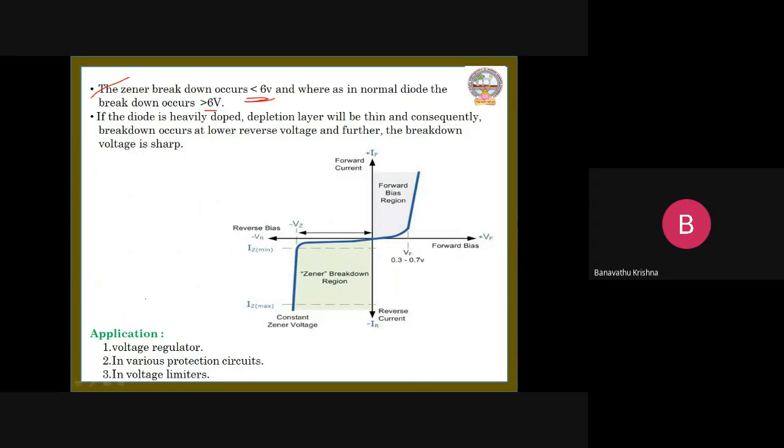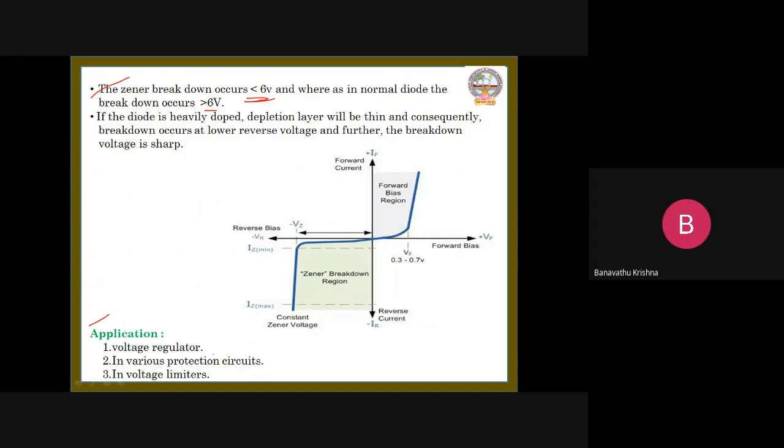Here the application of the Zener diode is as a voltage regulator. It acts as a voltage regulator, and it is used in various protection circuits and also in voltage limiters. Right? So this is the basic concept of the Zener diode.